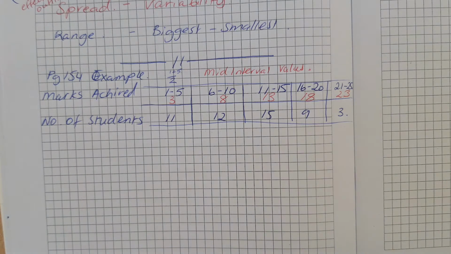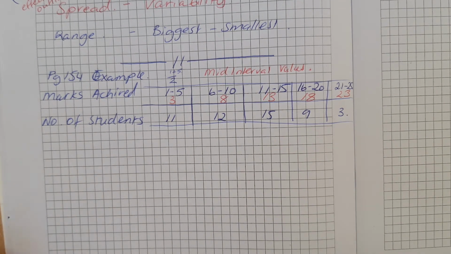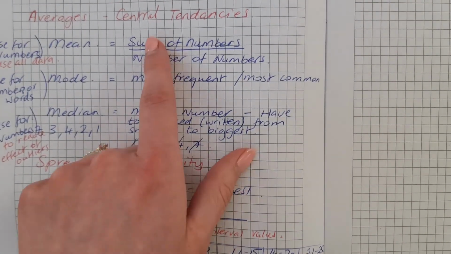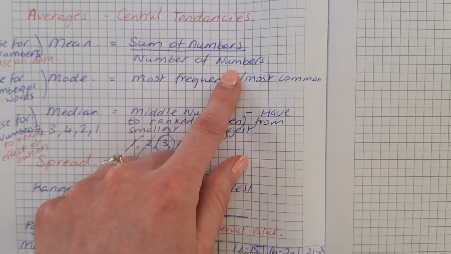Now, in order to find the mean or the average, the average that we were talking about earlier on, normally what you would do is sum the numbers and divide by the total number of numbers.